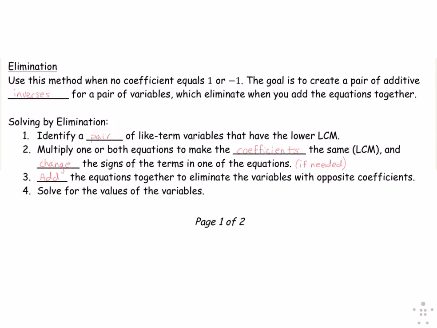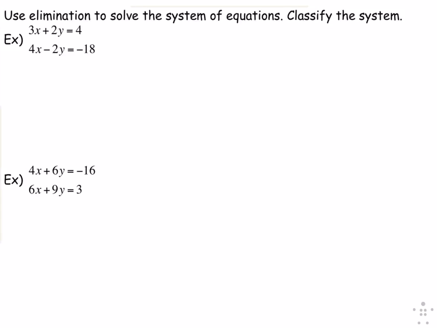Secondly, you want to multiply one or both equations to make the coefficients the same, the least common multiple. And then, if needed, change the signs of the term in one of the equations so they are on opposite sides of 0, so that when you add them, they subtract out, and then you solve for the values of the variables, similar to the process of substitution.